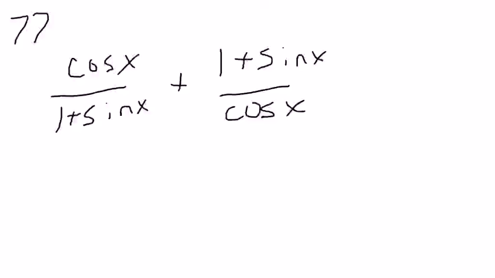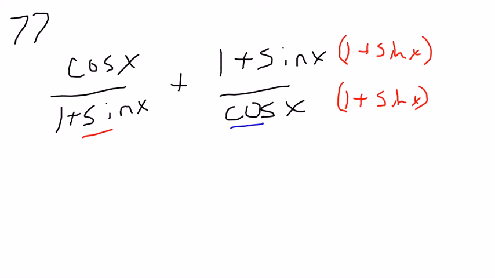Alright, this problem's a little bit tougher. We have two fractions. Whenever you have two fractions, you want to get a common denominator. So I'm going to multiply the top over here by this bottom, so it'll be 1 plus sine of x over 1 plus sine of x. And then I'm going to multiply the left side of this equation by this denominator.